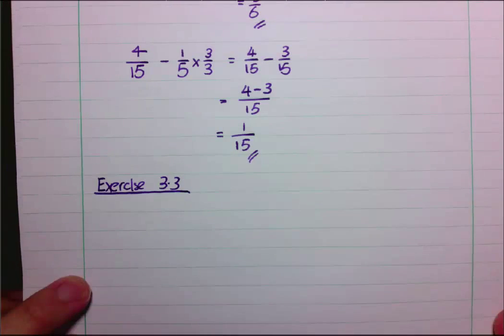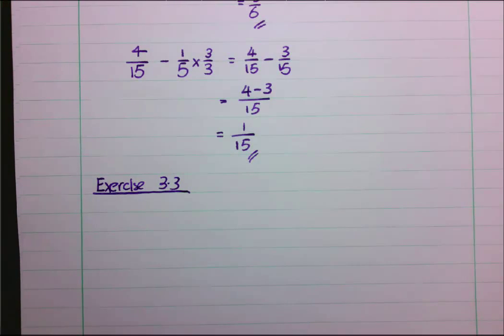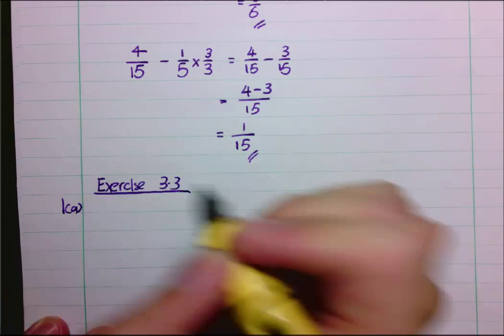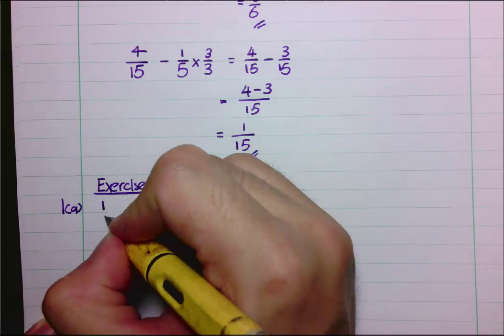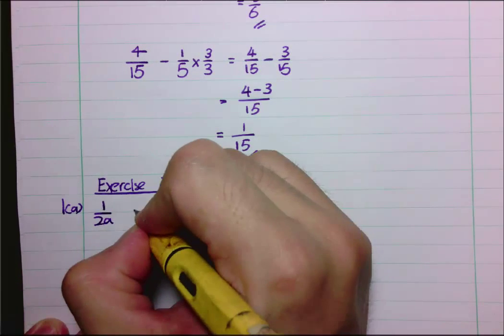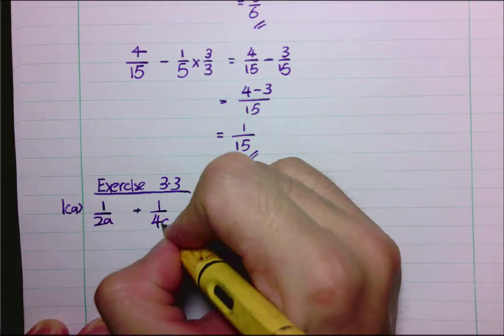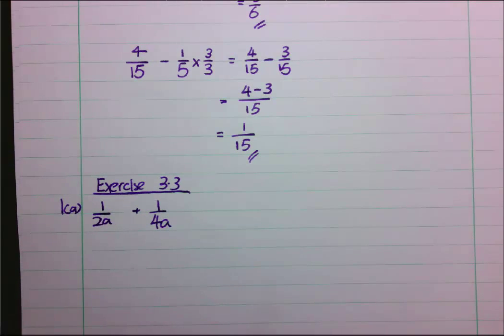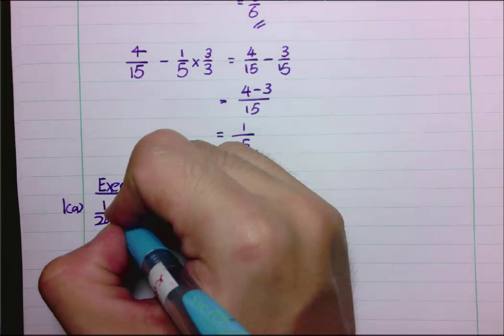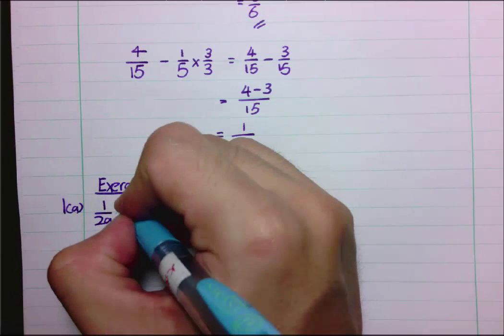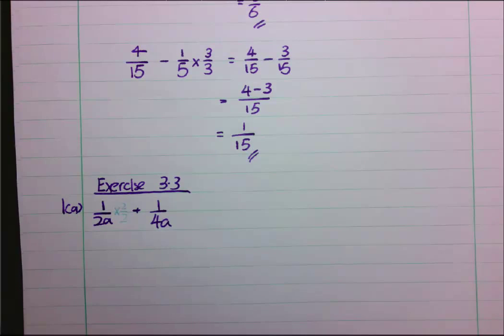My first example is 1a. They say express as a single fraction 1 over 2a plus 1 over 4a. If you notice 2a and 4a, the lowest common denominator in this case will actually be 4a. So we don't need to multiply anything down here. For this term here, I just multiply by 2 over 2, like this.